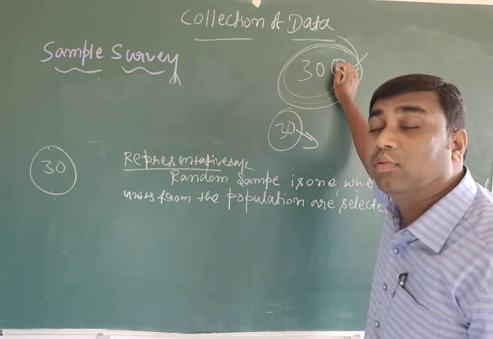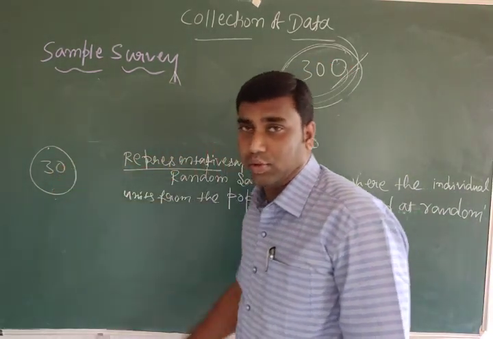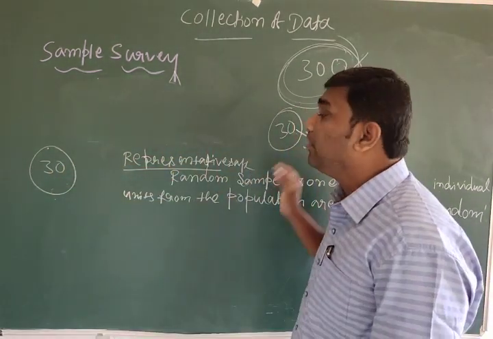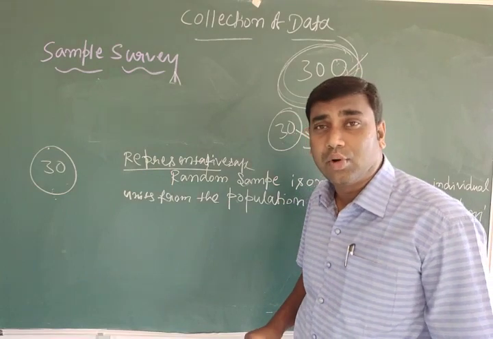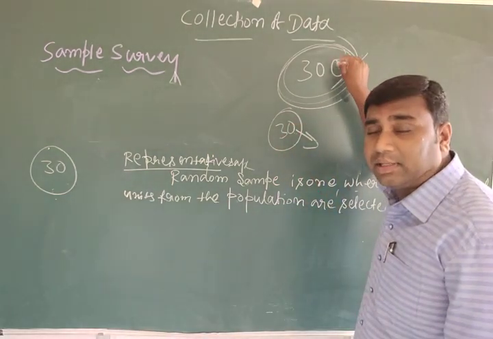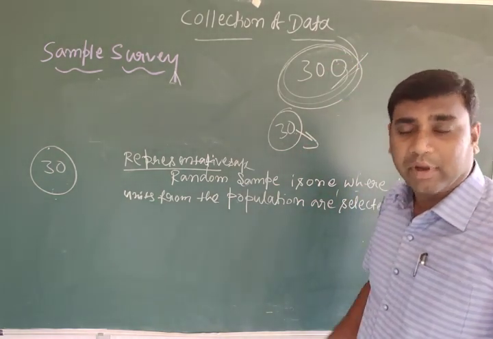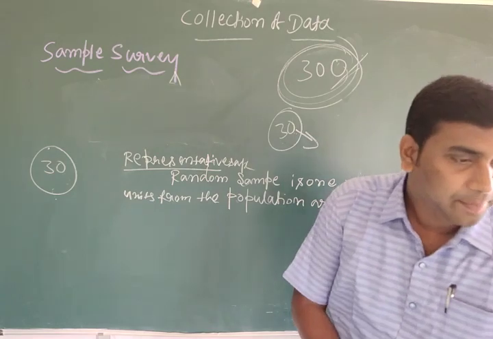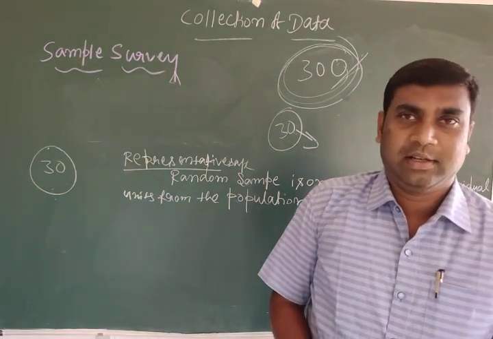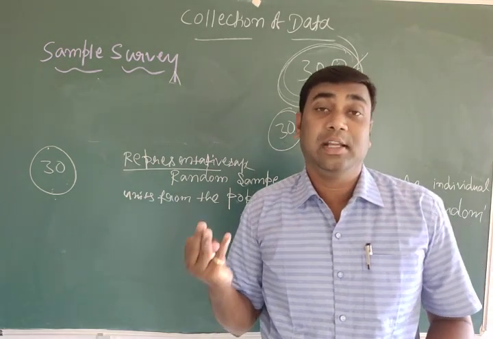So at this time, what will be the impact? To check that, we need 30 households. But out of 300, how can we select the 30 households? That's why first we have to write 300 households' names on paper. We have to make the pieces and mix them well, and then select 30 names from them.